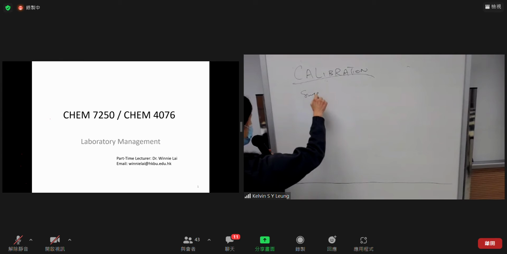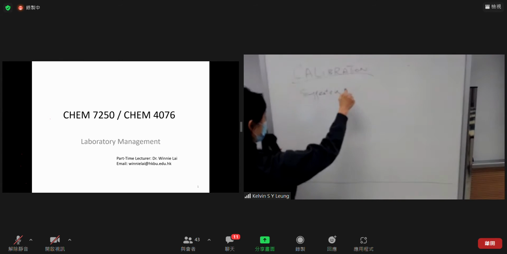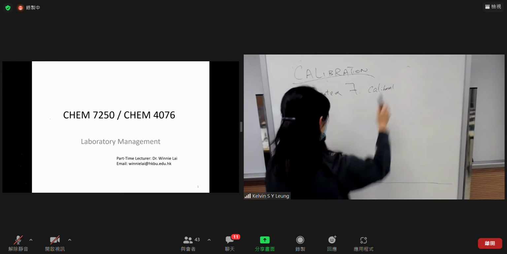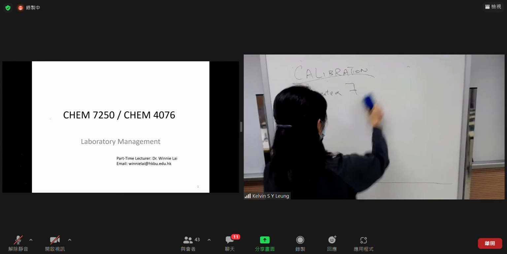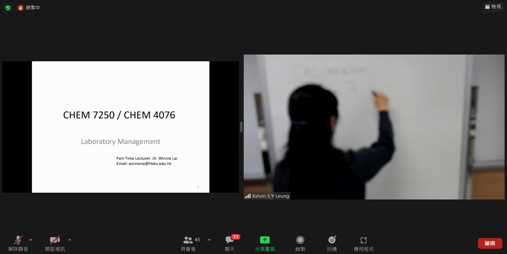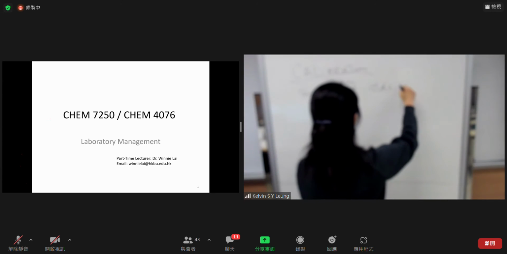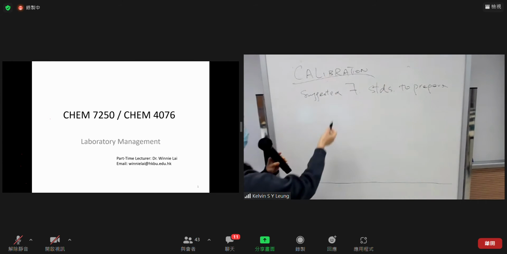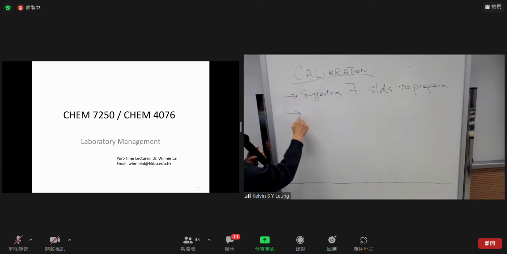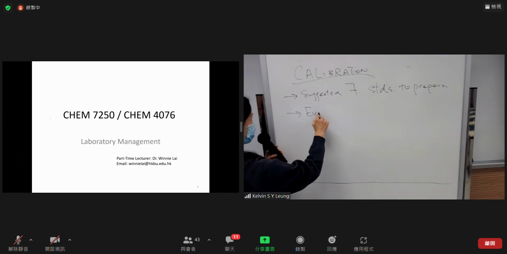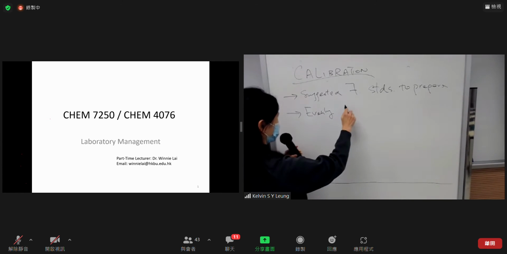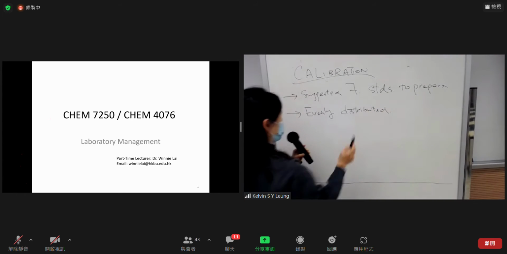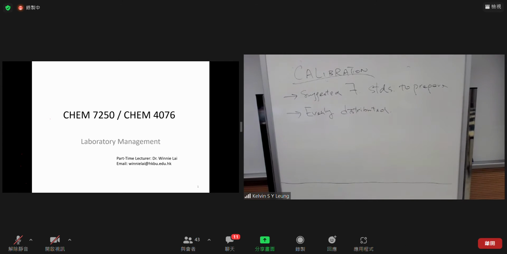So we suggest 7 standards to be prepared in the calibration curve, and ideally they are evenly distributed.